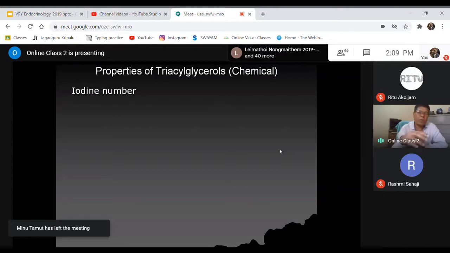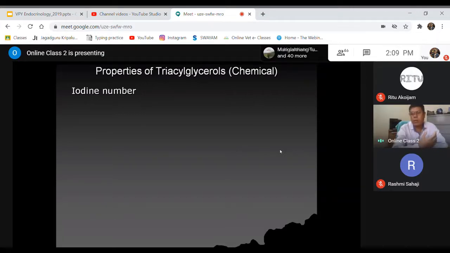So the amount of iodine absorbed will depend on the number of double bonds present. That means it is an index of the degree of unsaturation, that is, to what extent unsaturated double bonds are present. So we discussed all this. Then we discussed rancidity.